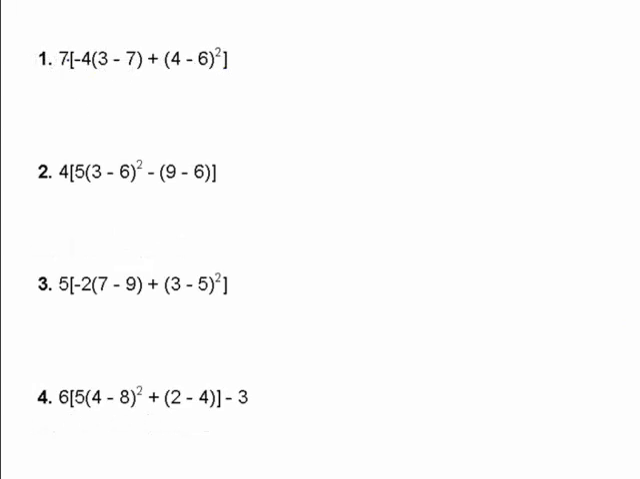If I have parentheses inside of brackets, I can do those at the same time, but I have to do them first. They come before the brackets. We work from the inside out. Okay, and then I write down everything else exactly as it is. So 3 minus 7 is negative 4. 4 minus 6 is negative 2.